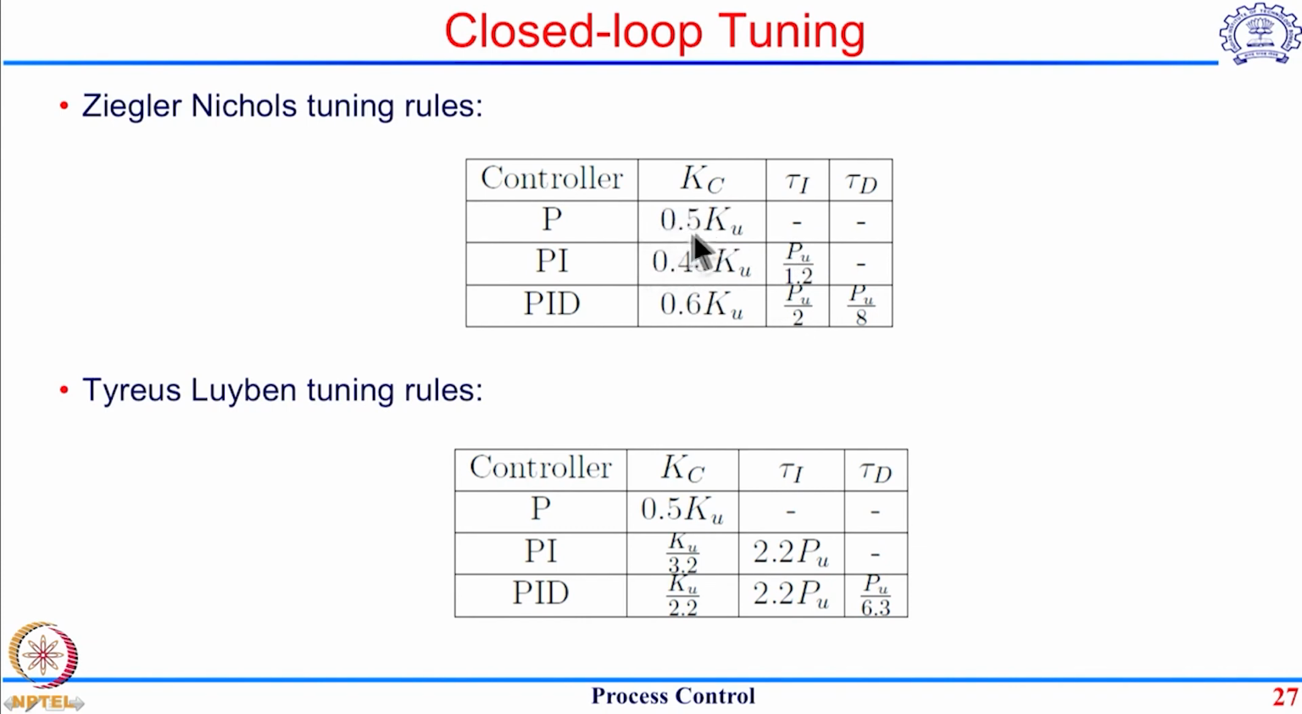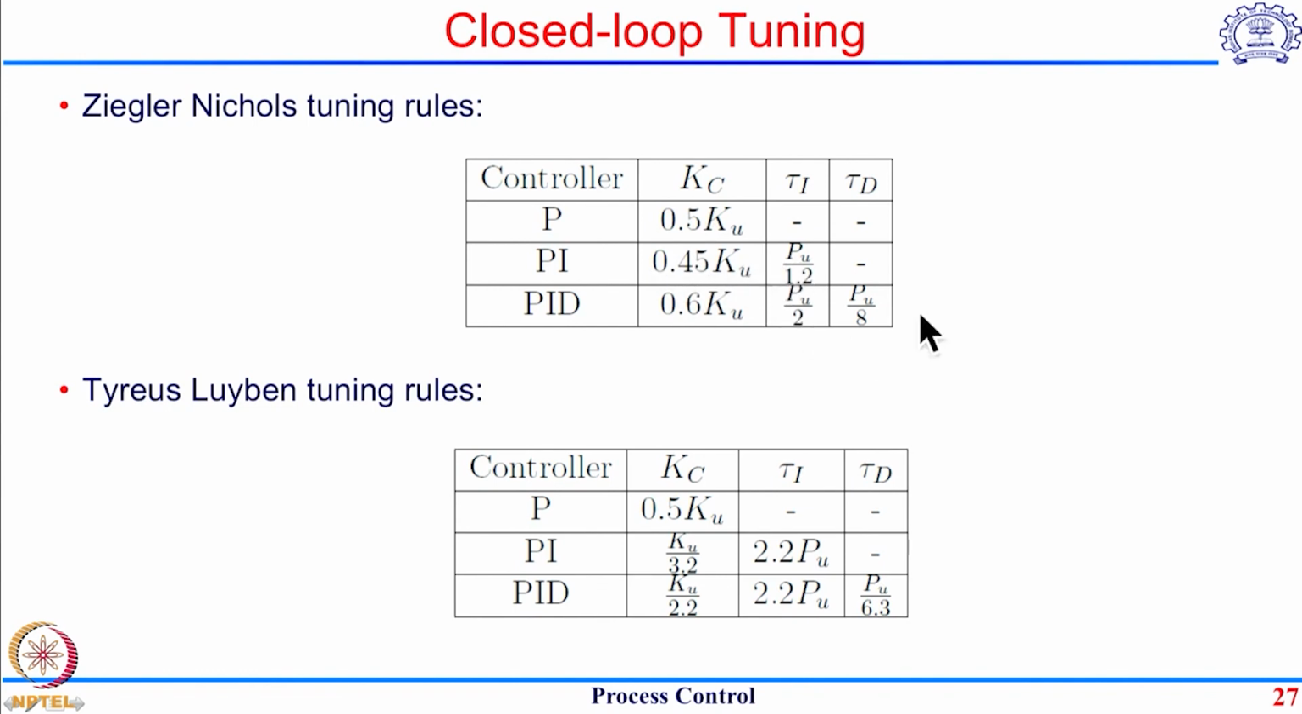This is 0.5 times KU. KU represents the stability limit, so you cut it down to half. So your proportional controller is operated halfway from the stability limit. This will ensure that the system would be stable. The PI controller has an even slightly lower gain than that, and this is how the integral time constant is related.